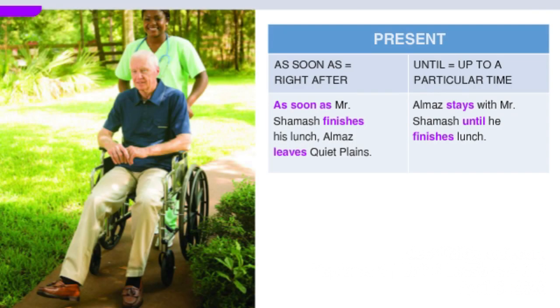Dependent time clauses with as soon as and until can come at the beginning or end of a sentence. As soon as and until can be about the present, the past, or the future. Present. As soon as means right after. As soon as Mr. Shamash finishes his lunch, Almaz leaves Quiet Plains. Until means up to a particular time. Almaz stays with Mr. Shamash until he finishes his lunch.